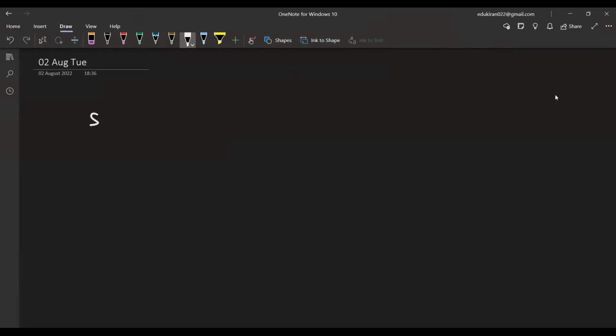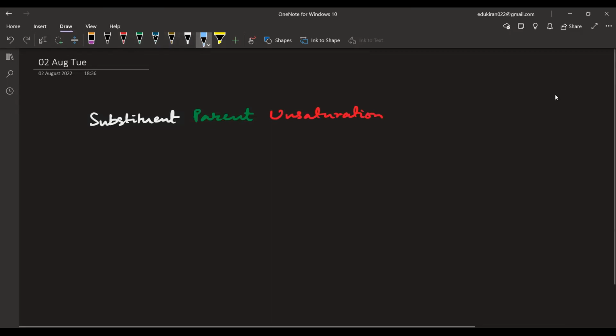The 4 parts are substituent, parent, unsaturation, and then we have at last the functional group.